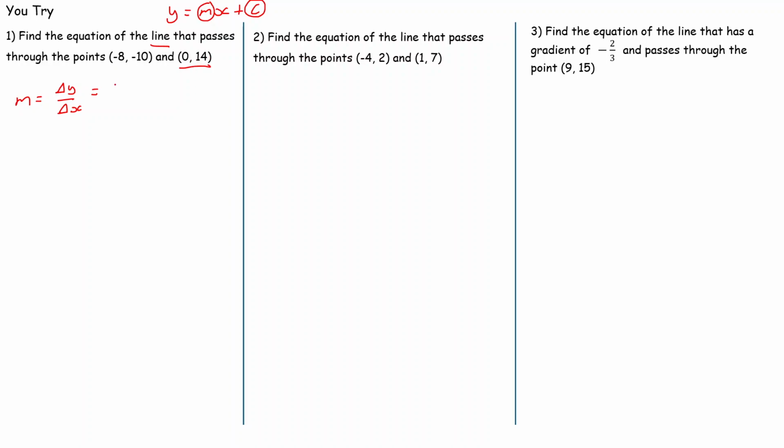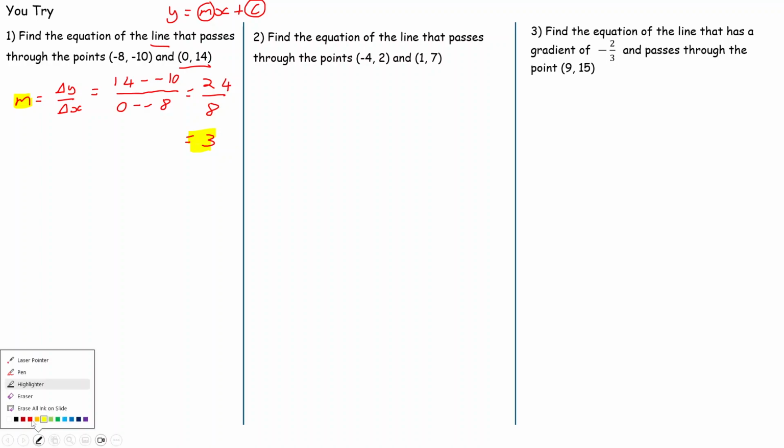My y coordinate here is 14, so 14, take away my other y coordinate, which is negative 10, over, change in x, because I started it, I've got to start here again. My x coordinate is 0, take away my other x coordinate, minus 8. 14 take away minus 10 means 14 plus 10, which is 24, over 0 take away minus 8 means 0 plus 8, which is equal to 8. 24 divided by 8 is equal to 3. So my gradient here, m, is equal to 3.